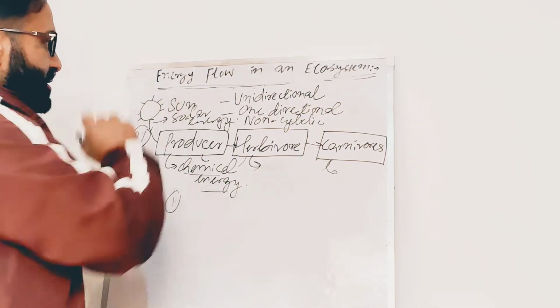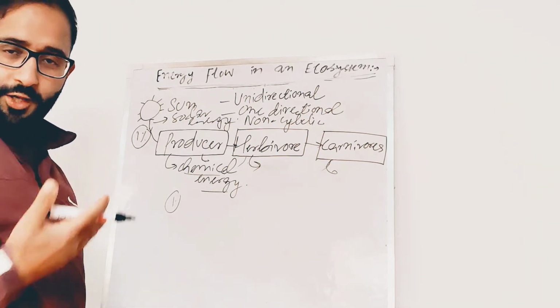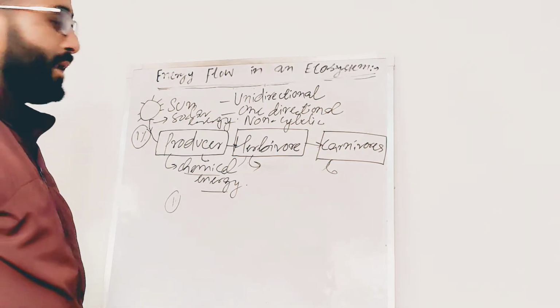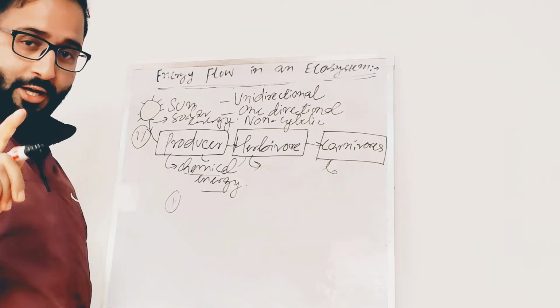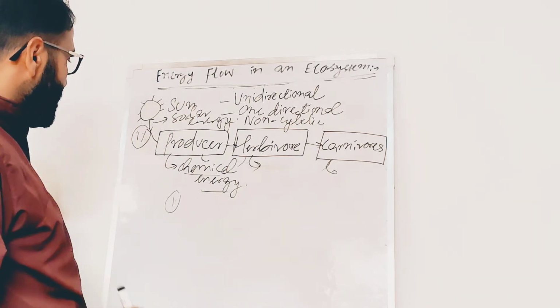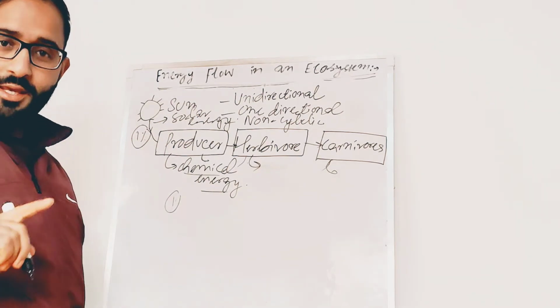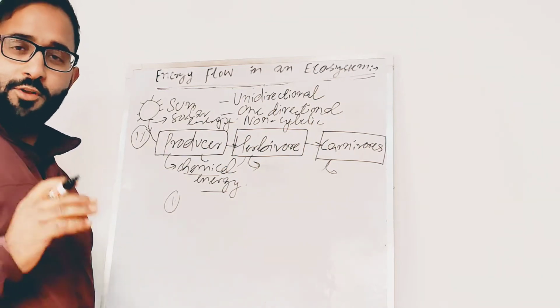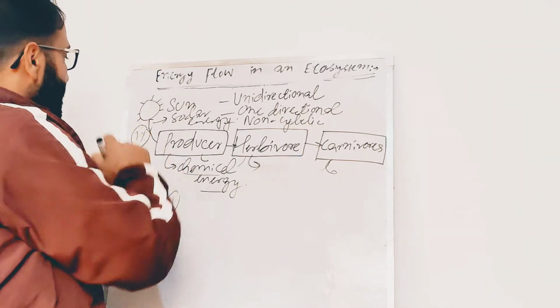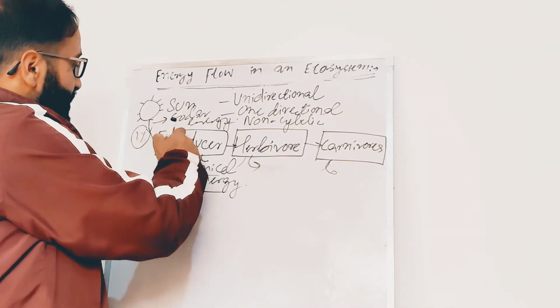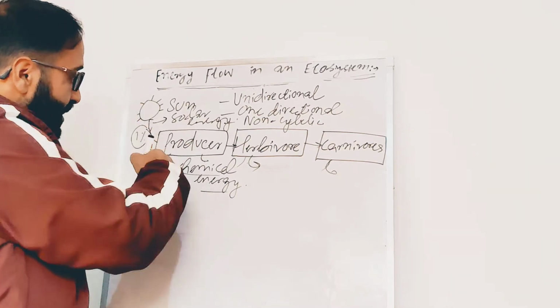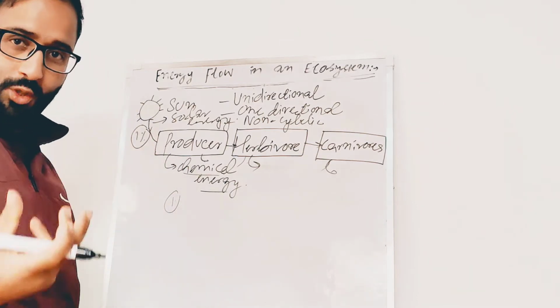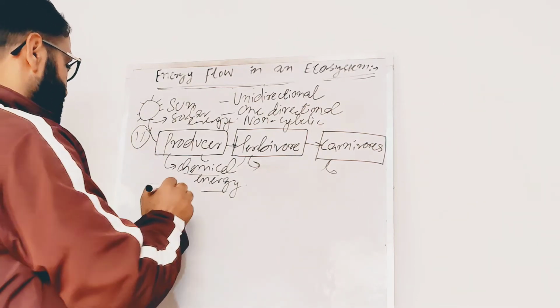This energy flow in an ecosystem follows some laws of thermodynamics. It follows the first law of thermodynamics. The first law says energy can neither be created nor destroyed, but it can be converted from one form to another form. See here, what these producers are doing, they are converting one form of energy, solar energy, into chemical energy.